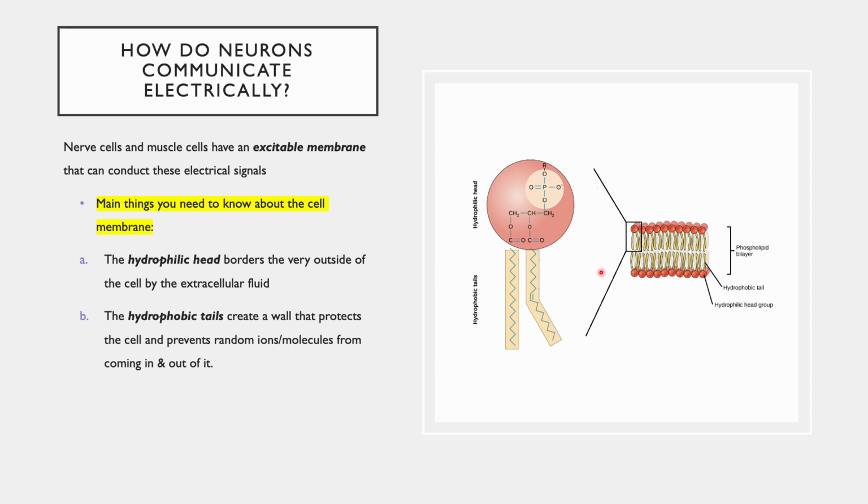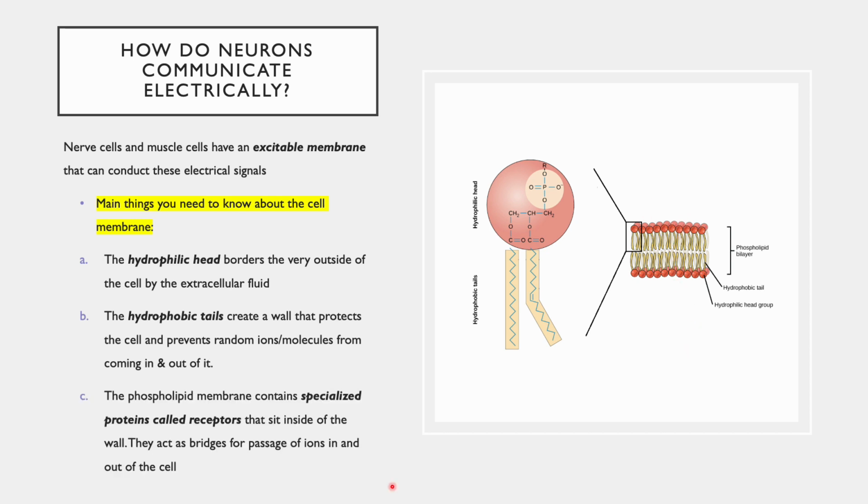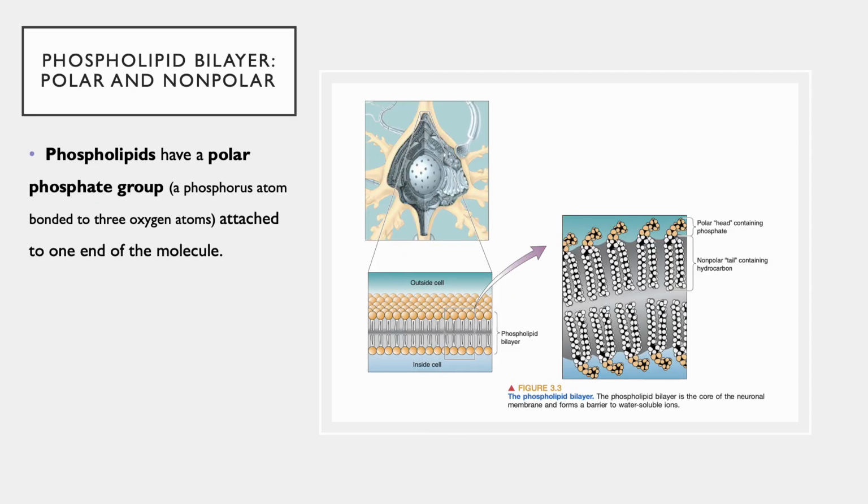It also has hydrophobic tails, which create a wall that protects the cell and prevents ions from just flowing in and out of it. Essentially, this phospholipid membrane creates a layer or wall of protection around the neuron. And the phospholipid membrane contains specialized proteins, not shown here in this picture, but we'll get to that later, that actually can sit inside of this wall and act as bridges for passages of ions in and out of the cell.